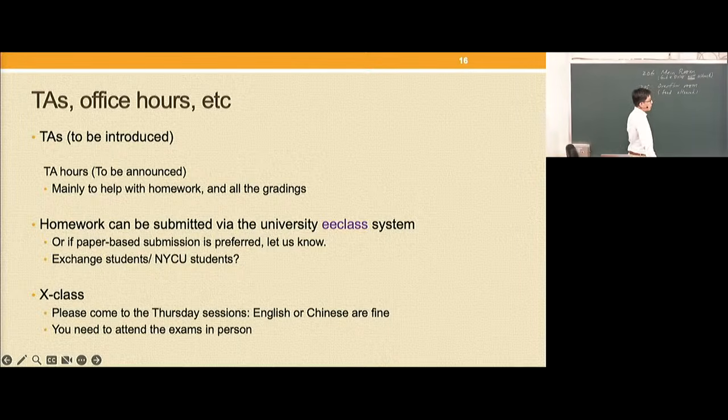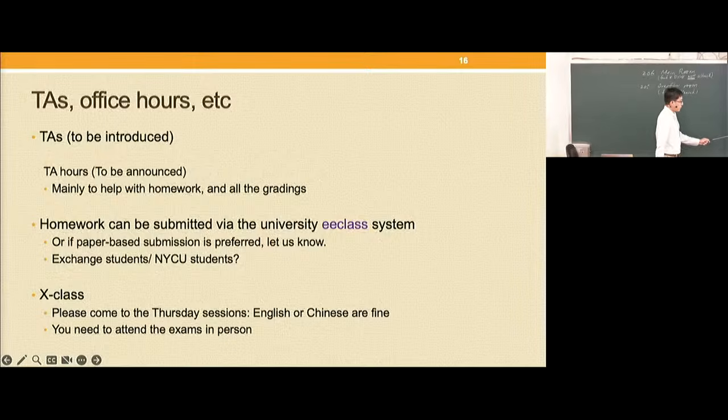And your homework should be submitted through the e-class system. Last year we didn't have any trouble, and nobody wanted to print it out. Okay, so please just scan your handwritten homework and submit through e-class. Or if you insist, if you still prefer paper-based submission, let us know.